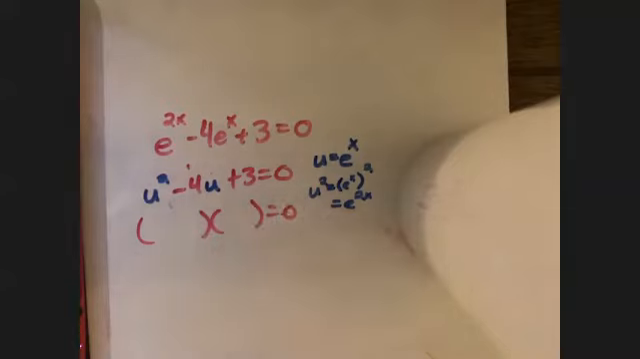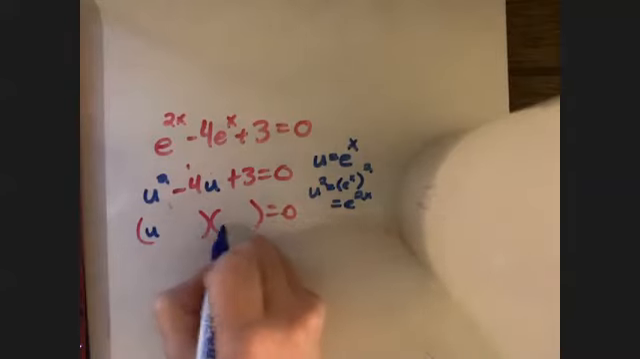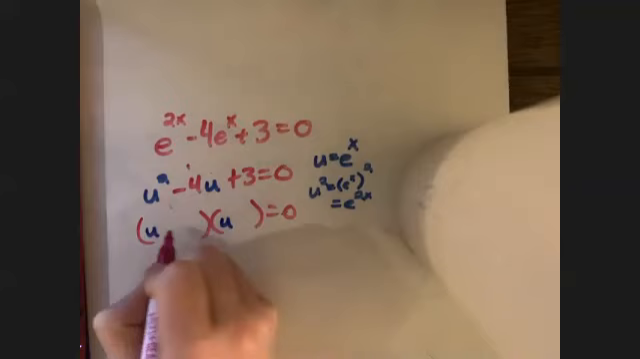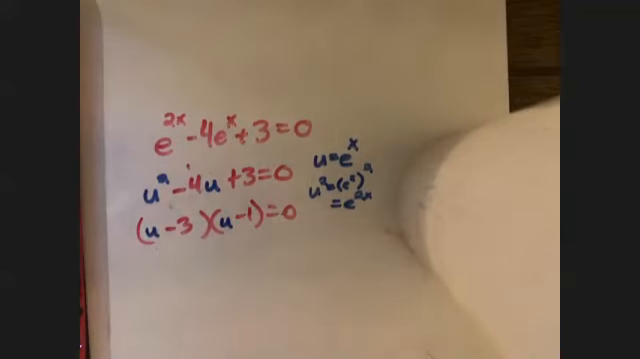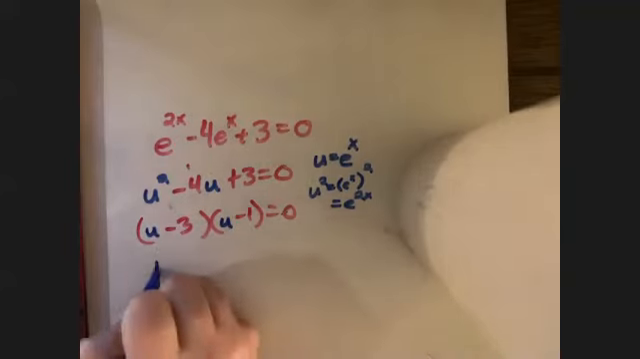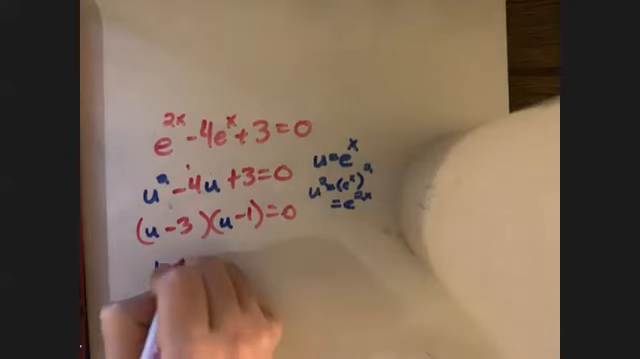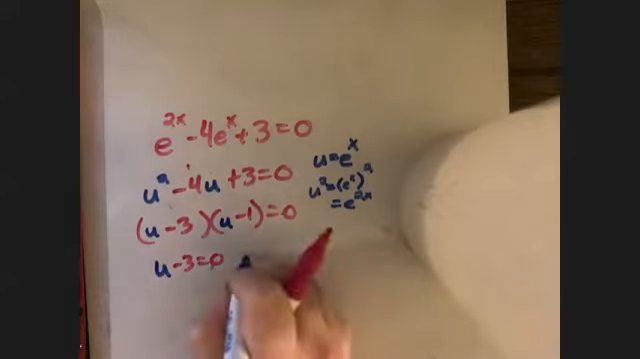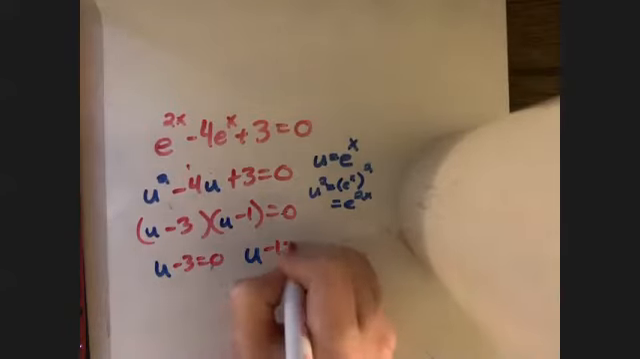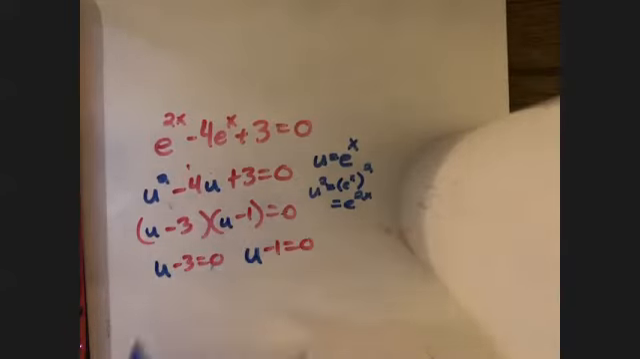I am going to factor this one. So it's going to go to u minus 3, u minus 1. So we're going to take u minus 3 and set it equal to 0. u minus 1 and set it equal to 0. Now, finish solving.